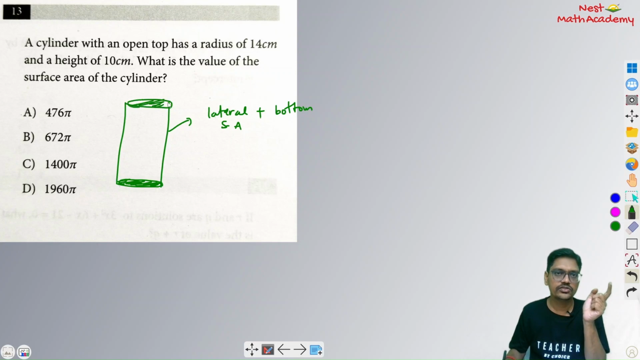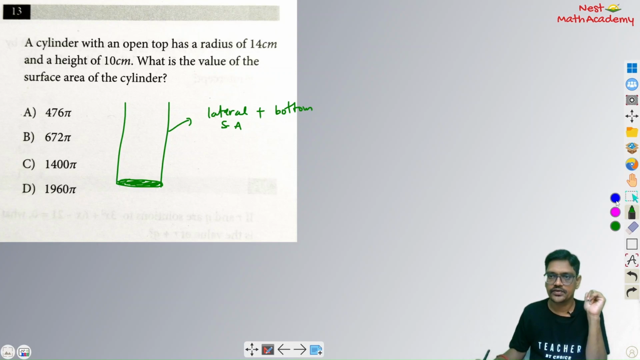There is no top circle. If this is closed, this would have been multiplied by 2, top and bottom, two circles. But now here, the top circle is not there. It's not closed. It's an open top. So therefore, all you have to do is just find the lateral surface area and add the area of the base circle. That's it.